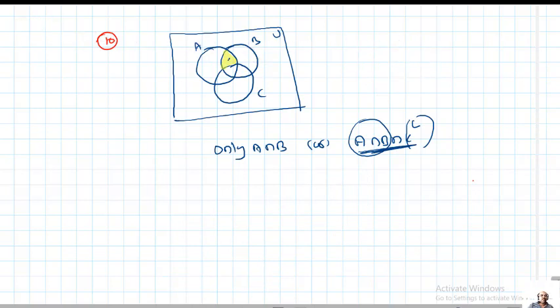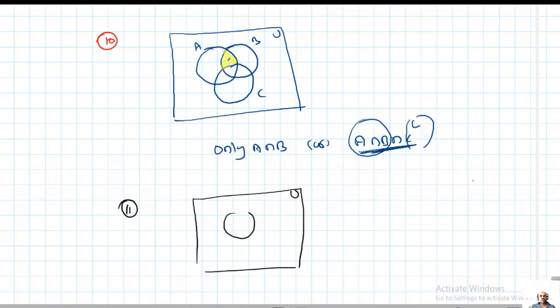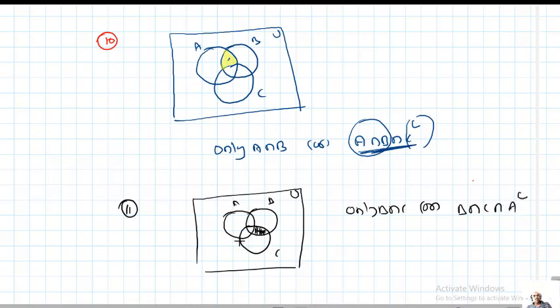Okay, next, the 11th one. What is that? B intersection C. Only B intersection C is shaded now. I can say only B intersection C, or B intersection C intersection A complement. Similarly, you can shade only A intersection C also.